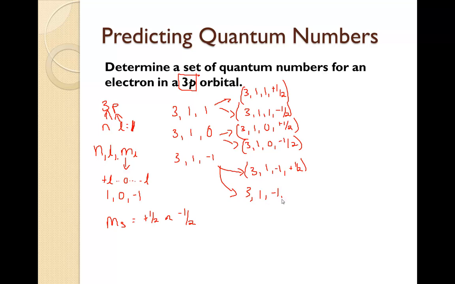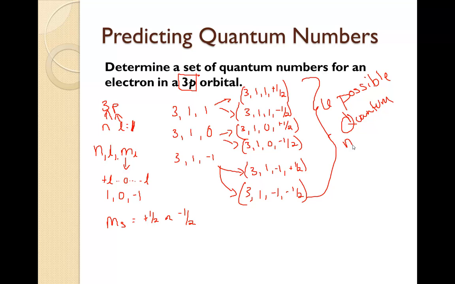So we actually have 1, 2, 3, 4, 5, 6 possibilities of quantum numbers. And if you think about it, this makes complete sense, because what's the maximum amount of electrons that can be in 3p? The answer to that is 3p6. Since there's 6 possible electrons, here's the 6 possible mailing addresses, home addresses for those electrons. And that's how you predict quantum numbers.